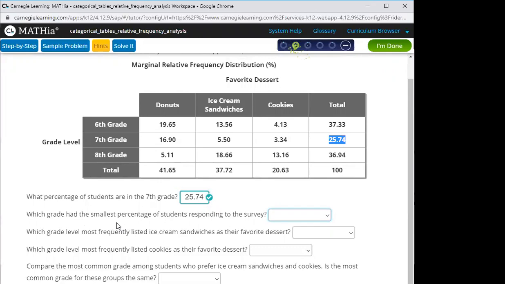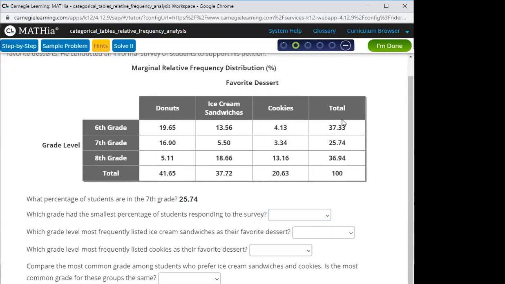Which grade had the smallest percentage of students responding to the survey? So let's look back at this column. So which grade had the smallest percentage of students? That is our 7th graders again.